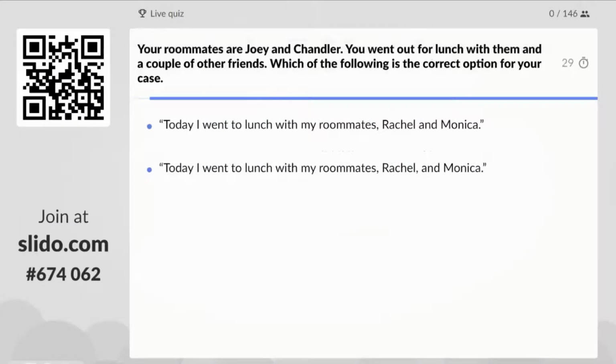Your roommates are Joey and Chandler. You went out for lunch with them and a couple of other friends. Which of the following options is correct? Okay. Remember that your roommates are Joey and Chandler. You're going out with them as well as 2 more people. Which of the following sentences is correct? Timer is already running.